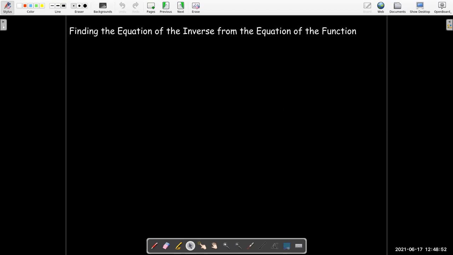If I'm given the function, and I'm asked to find the equation of its inverse, how can I do that? Well, sometimes it can be very challenging, but for most situations, there's a basic four-step process. We're going to go ahead and replace the function notation. Here I put f of x, but it could be any function name. We're going to replace that with y.